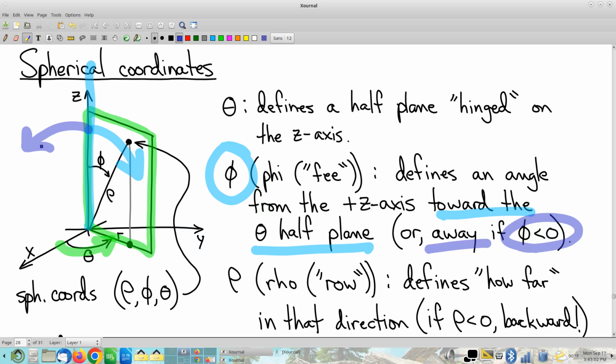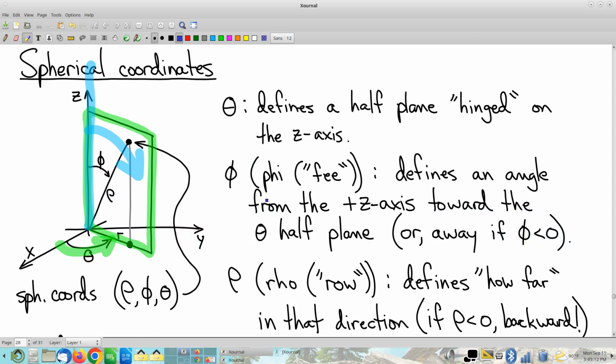All right, so that's what phi is. And now, what is rho? I'm going to first observe that once you have theta and phi, between the two of them, they define a direction out of the origin. Given a theta and a phi, there's only one direction out of the origin that would have that theta and that phi.